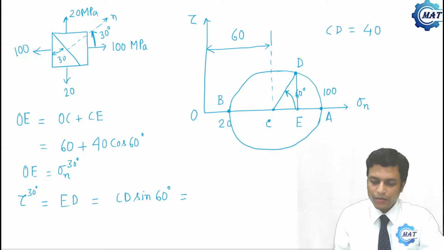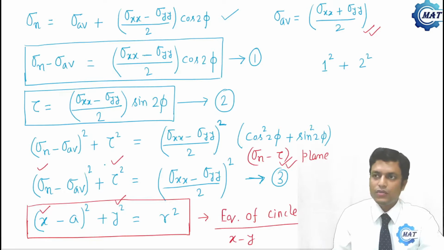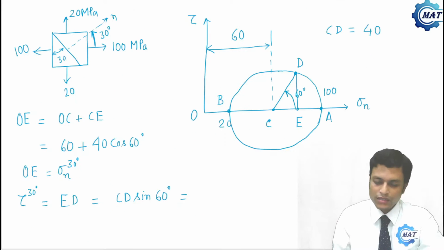So simply by drawing the Mohr circle, we can calculate the normal stress and shear stress on any arbitrary plane without doing the tedious calculation like we have done previously. So this is the utility or use of the Mohr circle.